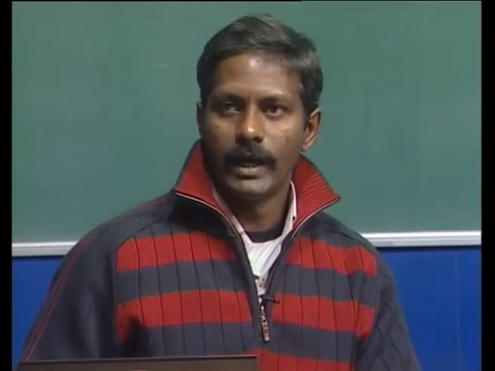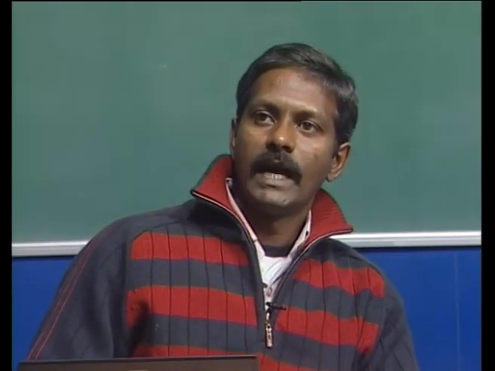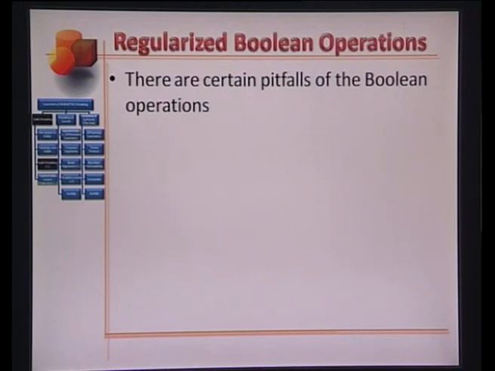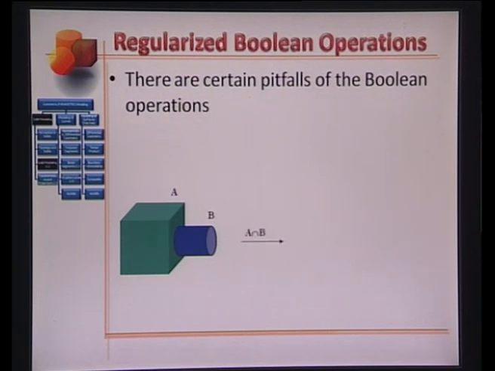Here is where I will explain why raw Boolean operations may not be used. There are certain drawbacks of the Boolean operations. Let's take this example. We have a cube and we have a cylinder. We have positioned the cylinder in such a way that one of its faces rests on one of the faces of the cube. Say the cube is solid A and the cylinder is solid B. If we perform the intersection operation between the two, we'll be left with a disk.